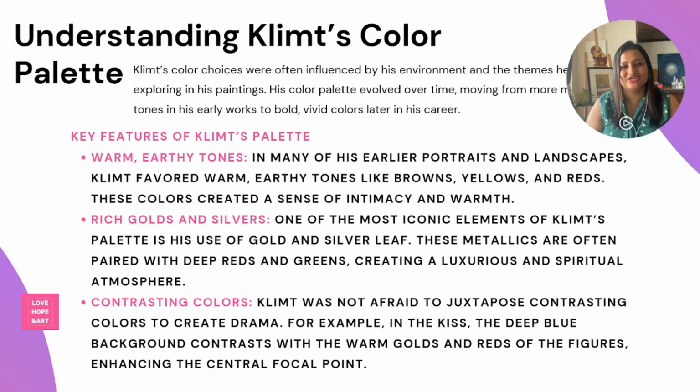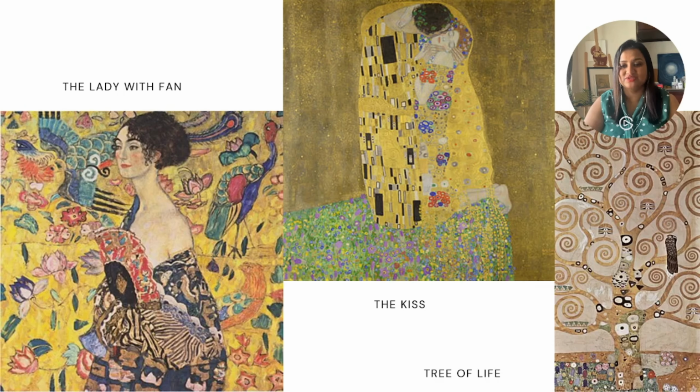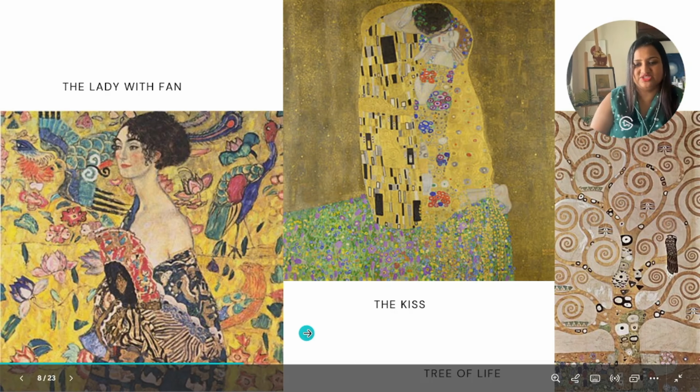Going on to contrasting colors, he was not afraid to juxtapose contrasting colors to create drama. For example, in The Kiss, the deep blue background contrasts with the warm golds and reds of the figure, enhancing the central focal point. So here we can see the blues contrasting with the warmer yellows. Similarly here, the yellows and the blues contrasting with each other.